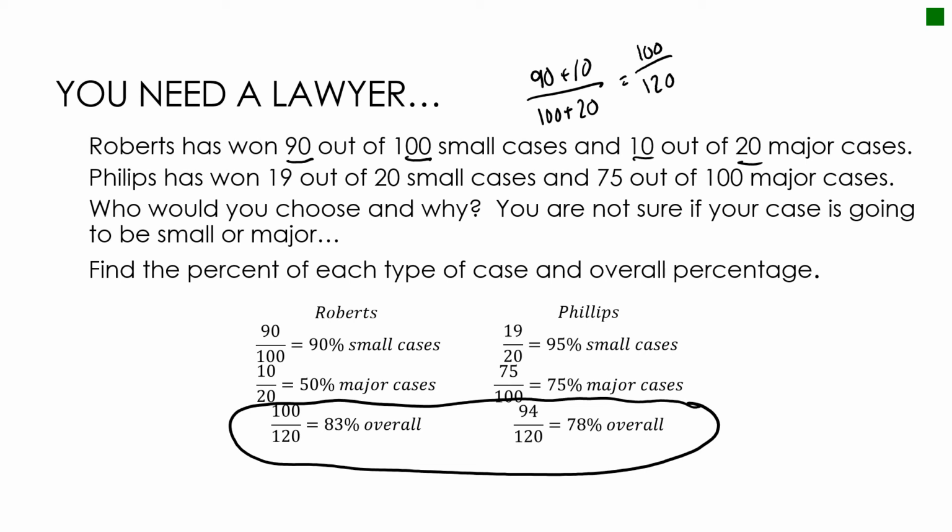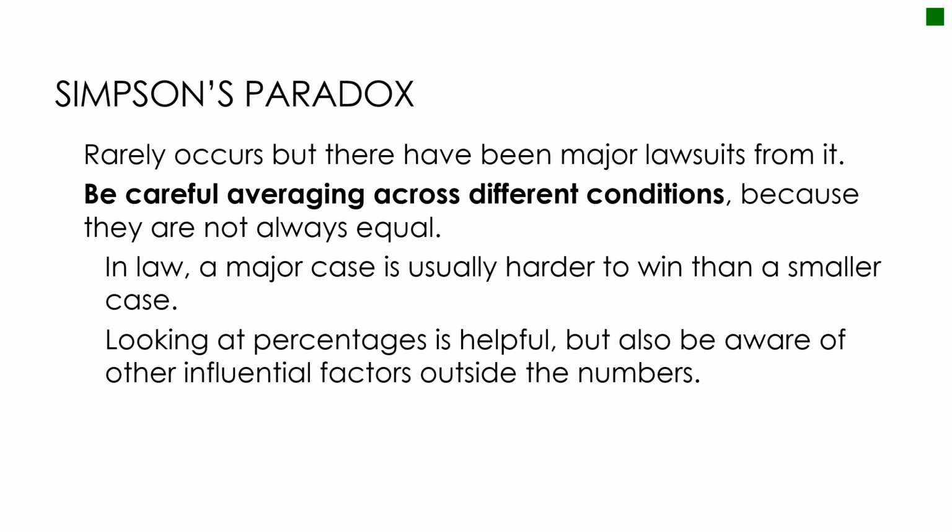But obviously, in looking at the individual cases, it makes much more sense to go with Phillips because he's going to get me off of whatever I did wrong. So that's what Simpson's paradox is all about. It's just saying be careful when you average across different conditions.